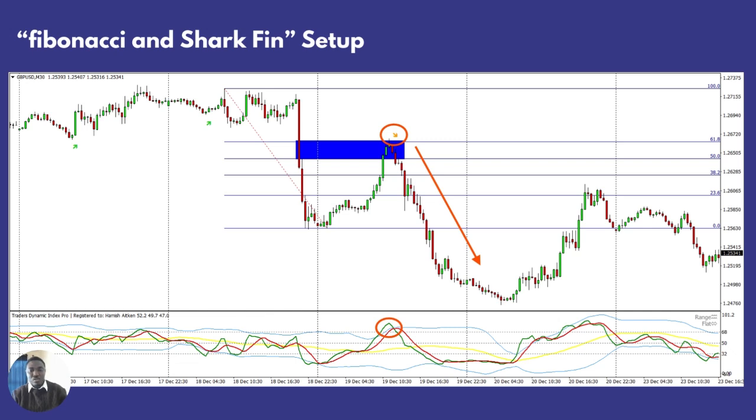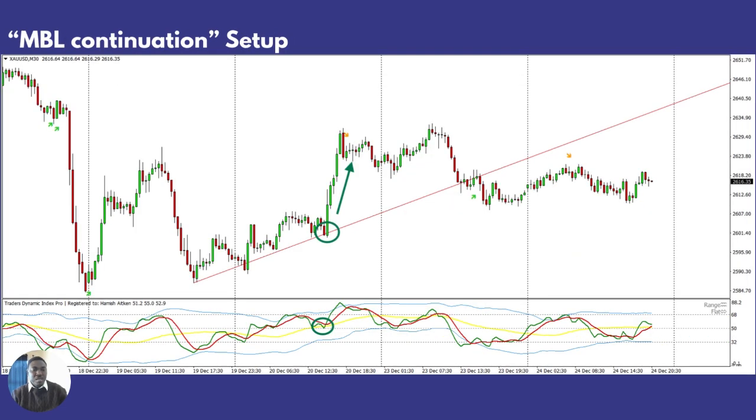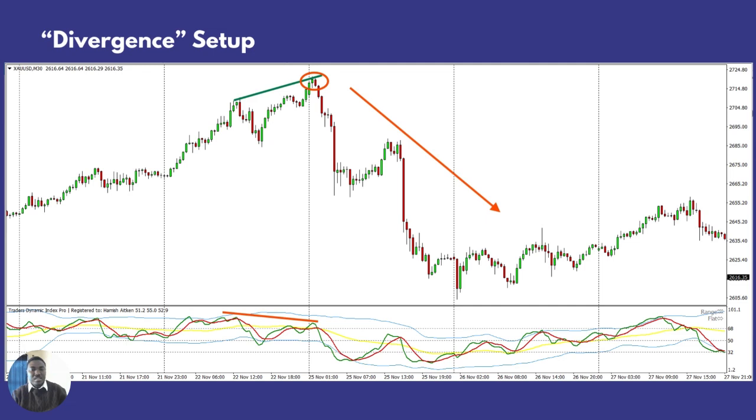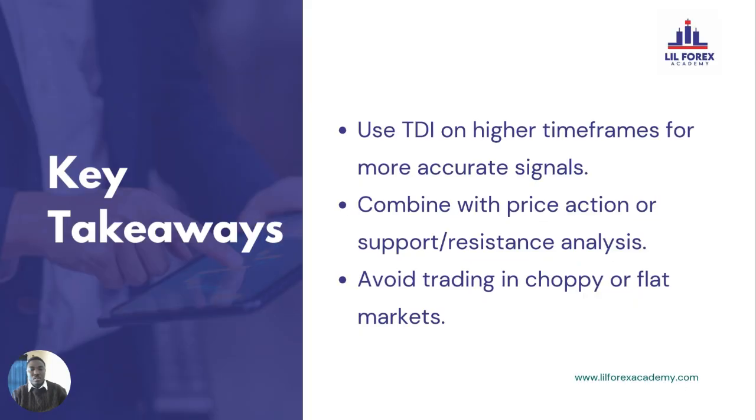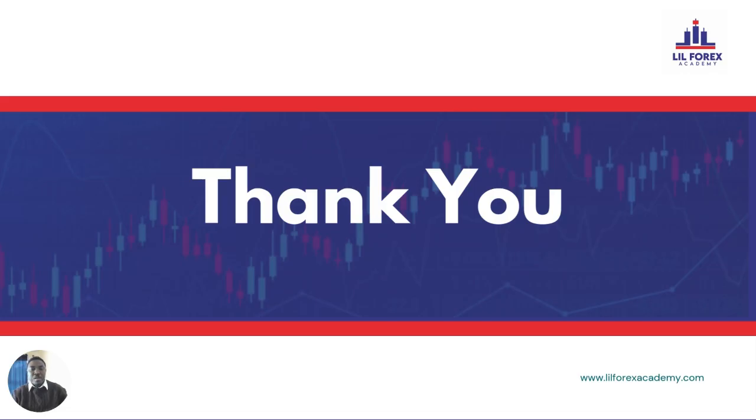So this is how it works too. And trend line and TDI. You can also combine trend line and TDI together to pick a good trade. And divergence, you can use TDI to spot divergence, and you can also use it to spot continuation. Okay, so that's basically it.